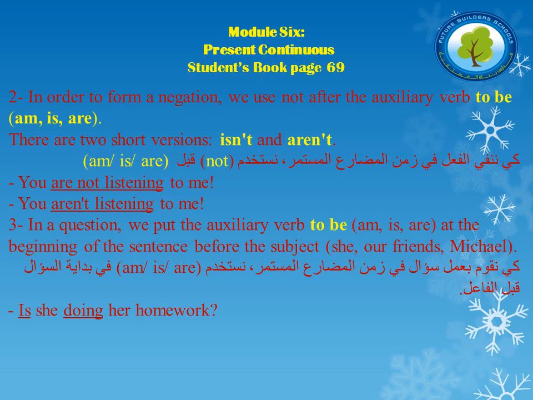In a question في السؤال we take the auxiliary verb be, is, am and are, and we place it at the beginning of the sentence to make a question. We replace seats between is and the subject. كي نقوم بعمل سؤال في زمن المضارع المستمر نستخدم the auxiliary am, is, are في بداية السؤال قبل الفاعل.